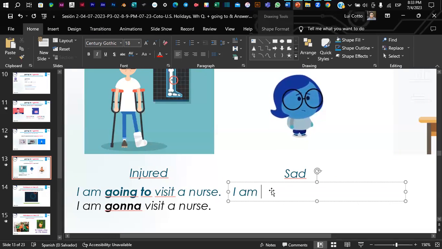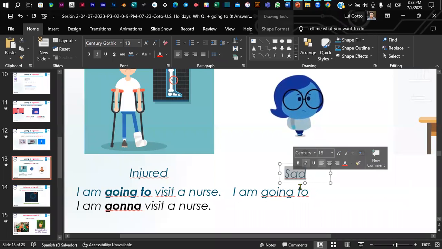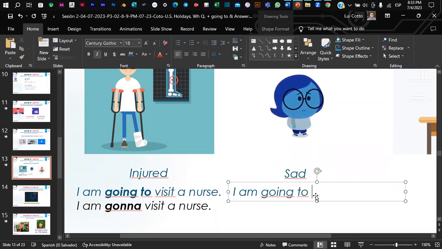I am. Correct. Going. To sad. You can use an activity, another verb. This is an adjective. Este es un adjective. A happy. But to feel happy, what can you do? What can you do? To be happy, para que esté feliz, ¿qué puede hacer?